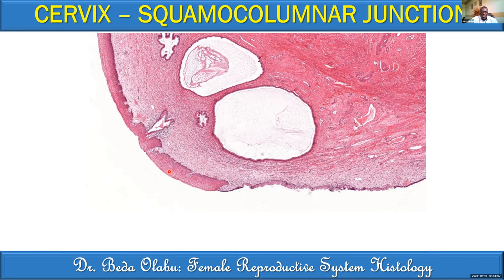That means what? Ectocervix having stratified squamous non-keratinized epithelium and endocervix having simple columnar epithelium means that the cervix is a site of squamocolumnar junction. This squamocolumnar junction is where we have the origin of many pathologies related to cervical cancer.